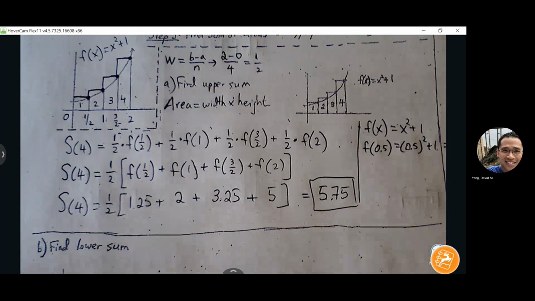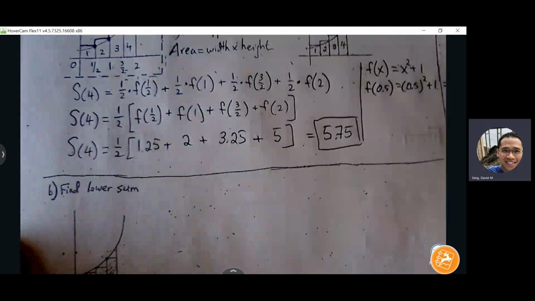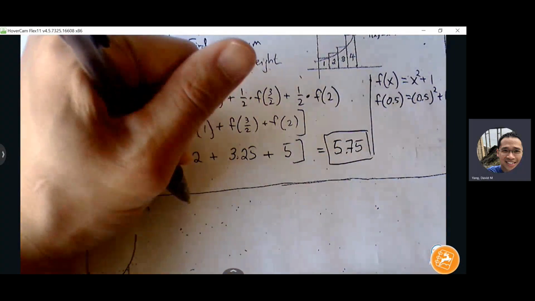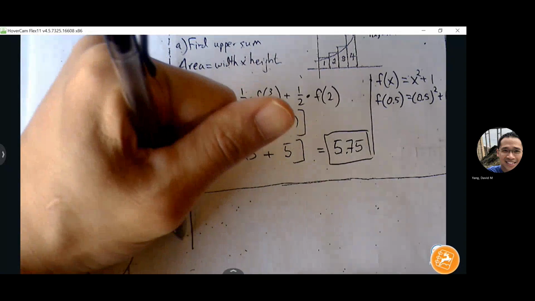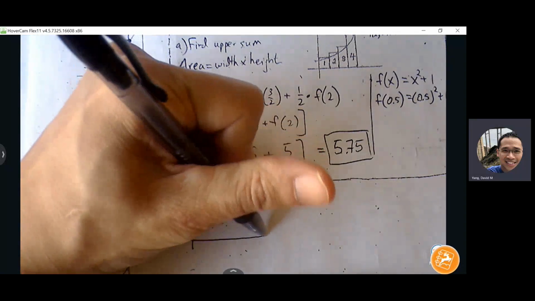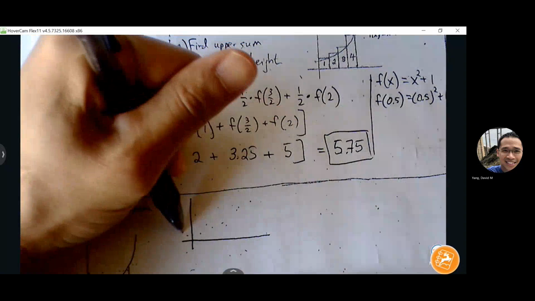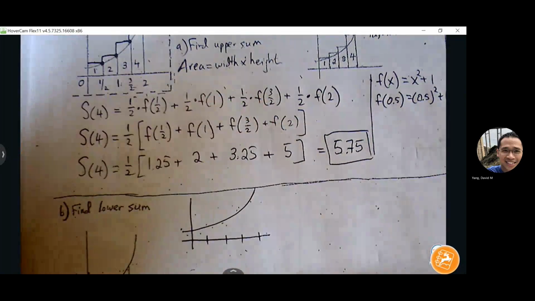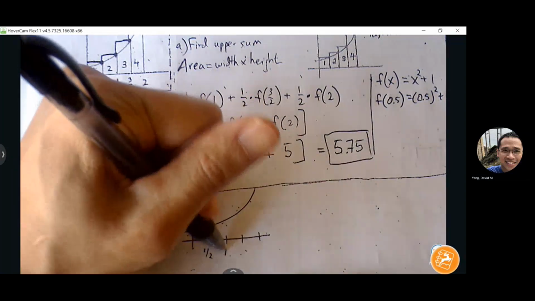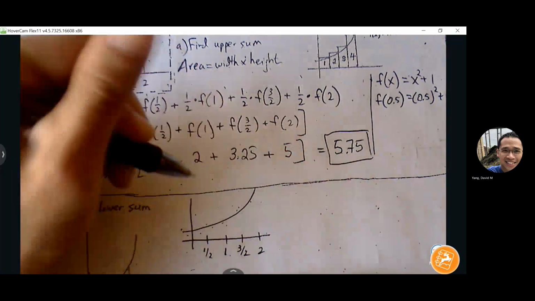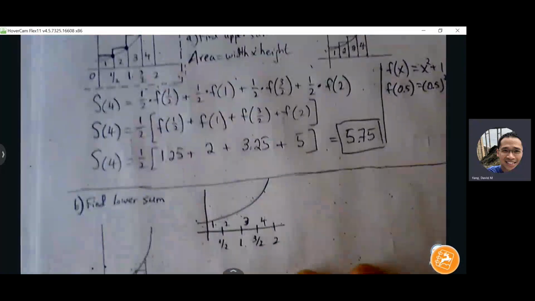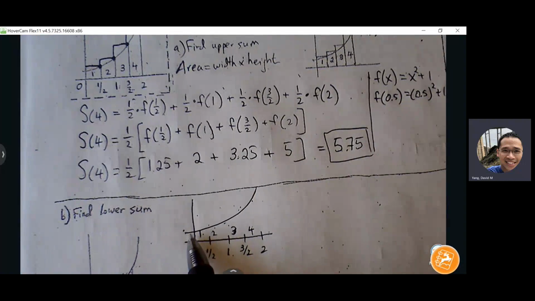Okay. So part B, we want to use the same region, same function, same formula, but we now are going to force an under approximation. Same subinterval. But now between each subinterval, we're going to choose what?